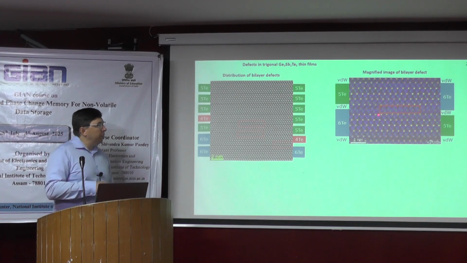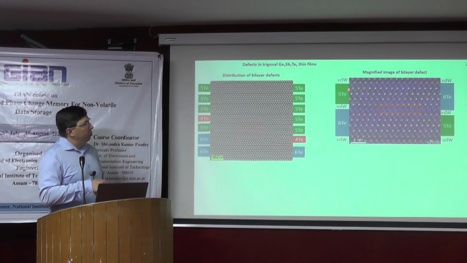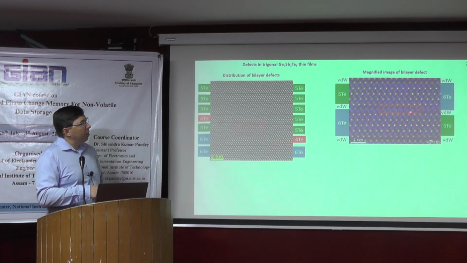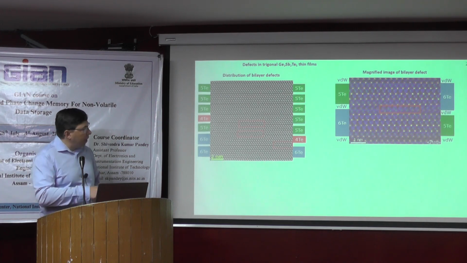Here you can see it maybe better. This is a magnified image. Again, the transition between building blocks with 5 tellurium layers and 6 tellurium layers. This is the transition area. Here is a van der Waals-like layer, and this is a van der Waals-like layer, and this is the transition area.